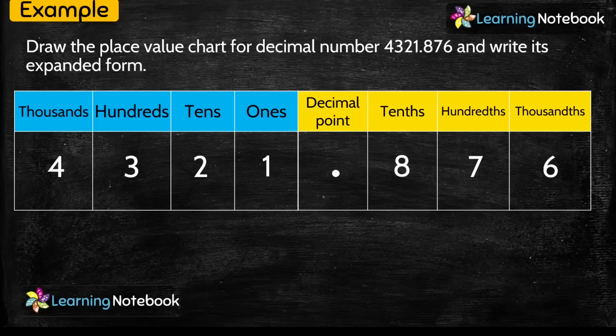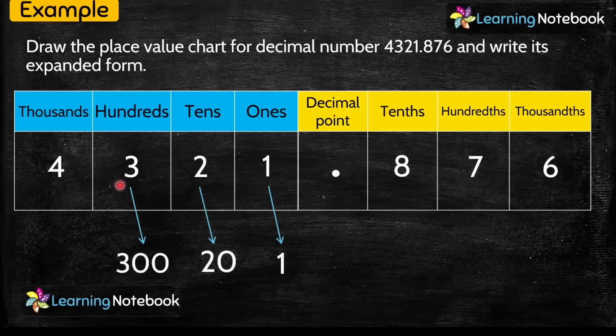Now we need to write the expanded form of this decimal number. For this, first we need to find the place value of all the digits of this decimal number. So let's first write the place value of whole number part. Place value of 1 is 1, place value of 2 is 20, place value of 3 is 300, and place value of 4 is 4000.